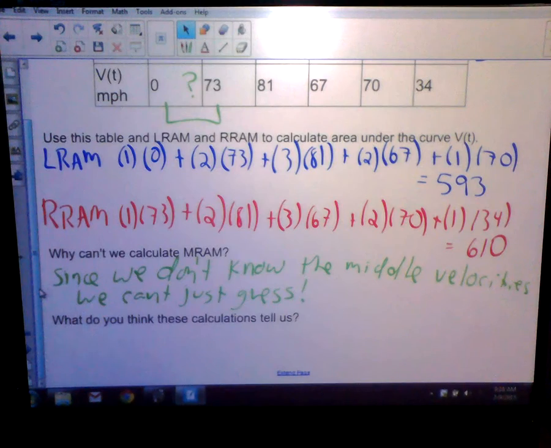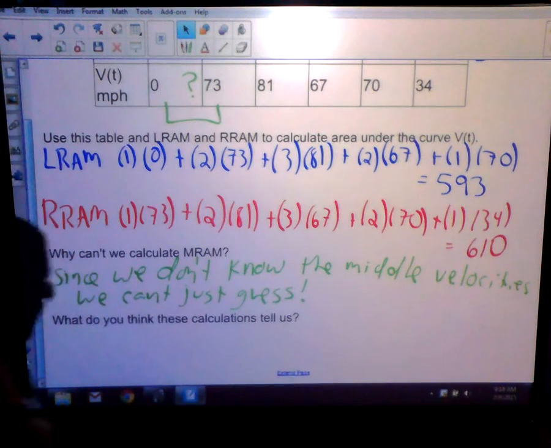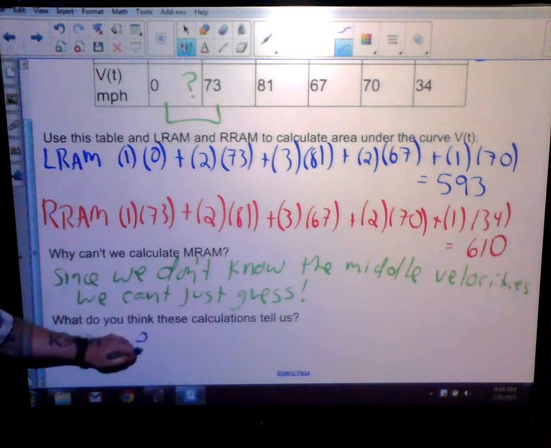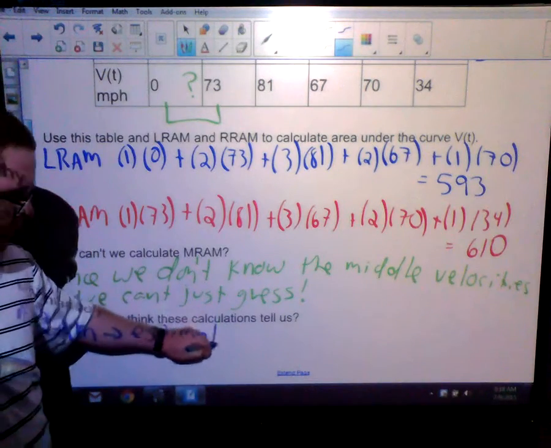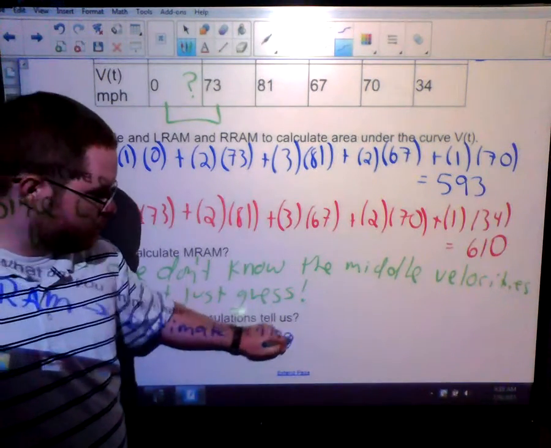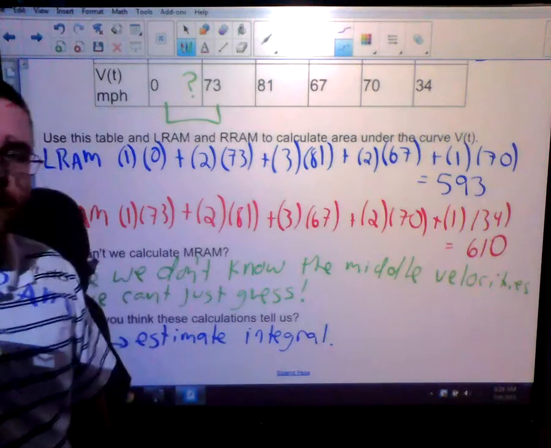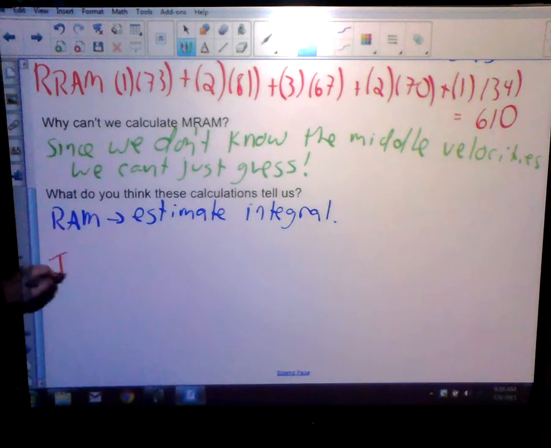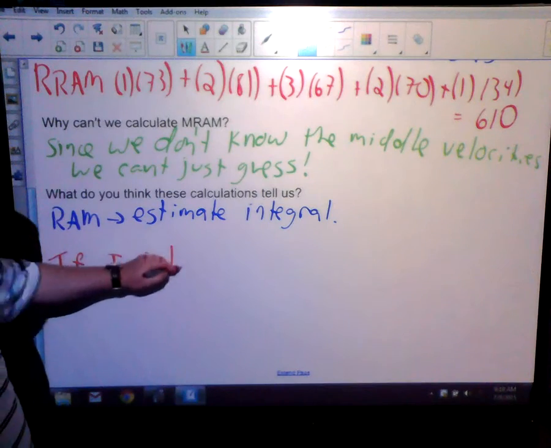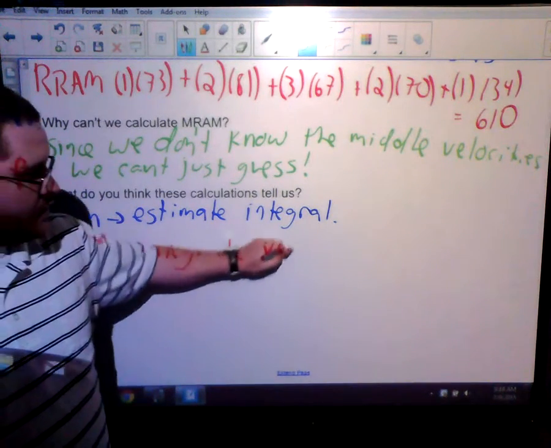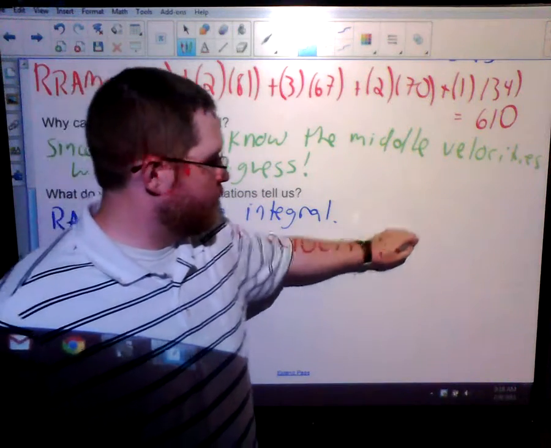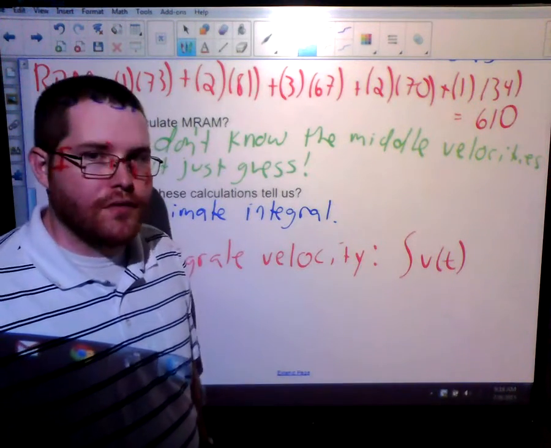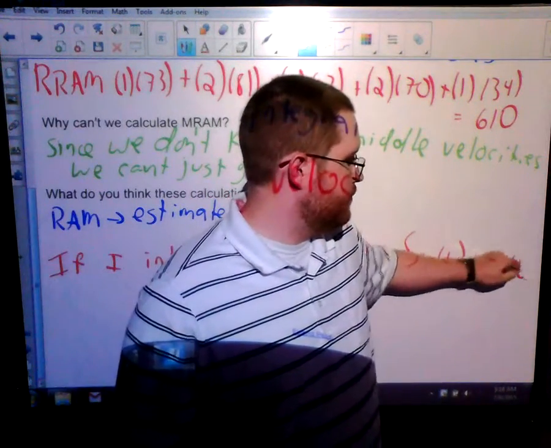Okay, the last question. What do these calculations tell us? Well, we did RAM. RAM is a way to estimate an integral. Okay? So these are estimates of an integral. If I integrate velocity, in other words, if I integrate velocity, what do I get? What's the antiderivative of velocity? It's position.